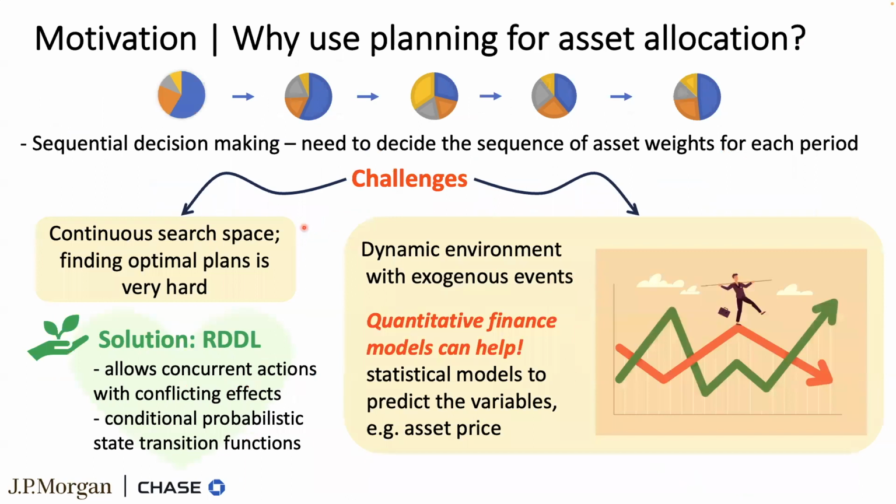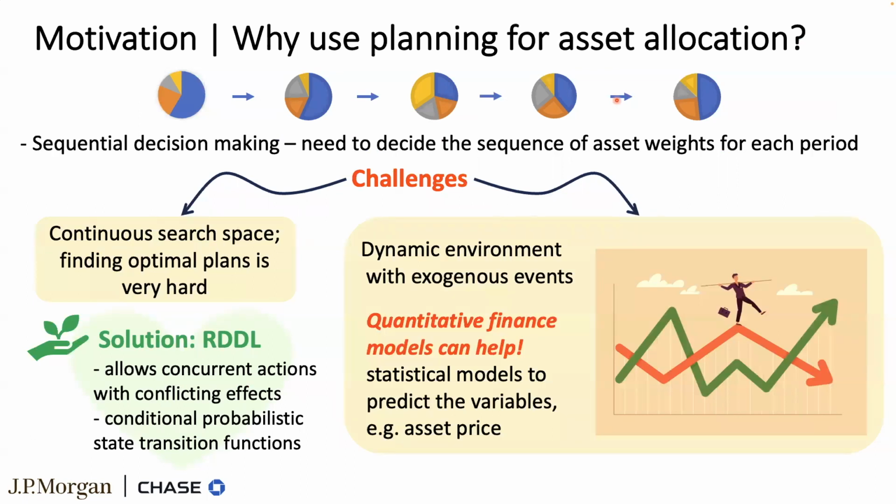Now, once we have understood the problem of multi-period asset allocation, why do we want to use planning to solve this? So one thing that you have already noticed is that it is a sequential decision-making problem. So we are looking for a plan, because we want to decide the sequence of asset weights for each period. So at each period, the actions in the plan will be the weights that we want to find.